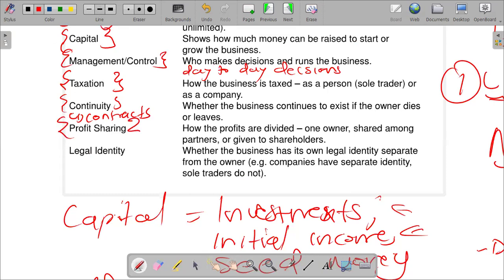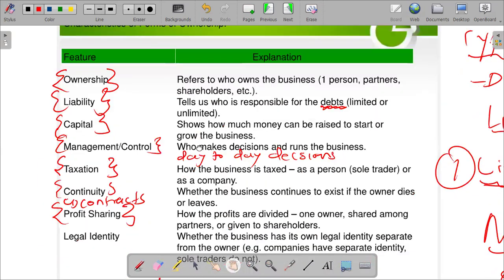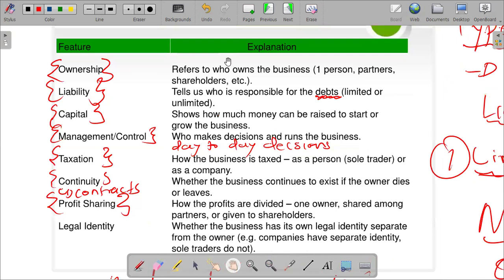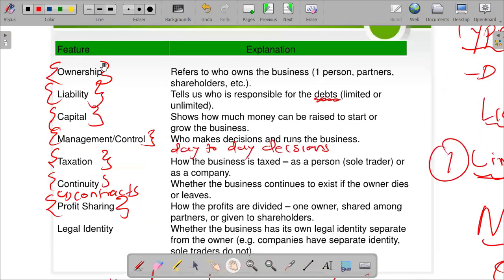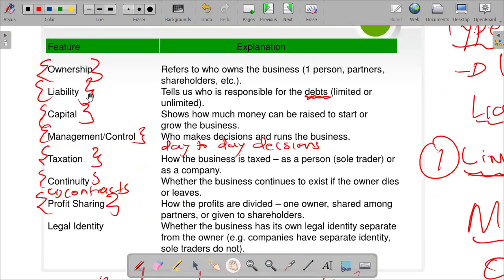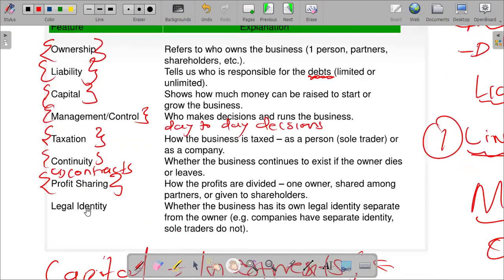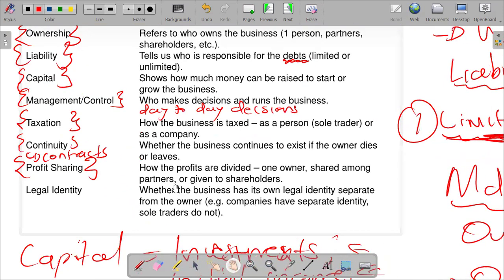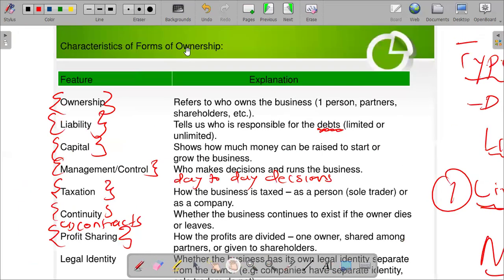So remember, guys, these are the characteristics of forms of ownership, depending on the type of ownership that you decided to choose for your business. These are the features that will follow according to that business. So profit sharing, it says here how the profits are divided. It's either by the owner, shared among partners, or given to the shareholders, according again to the type of ownership.